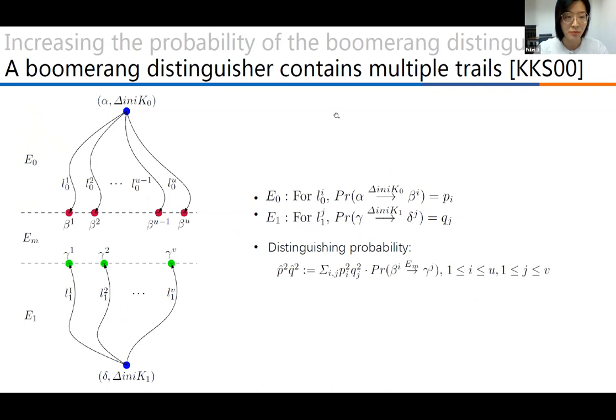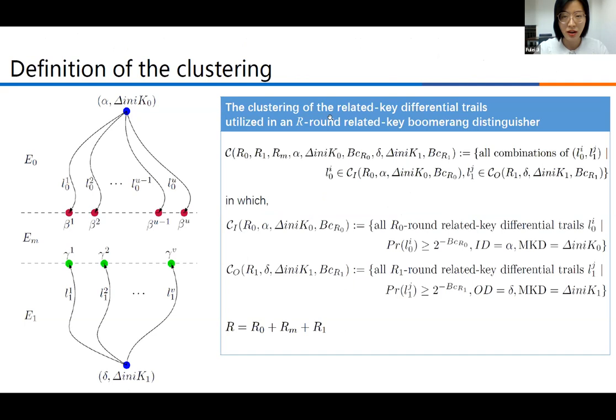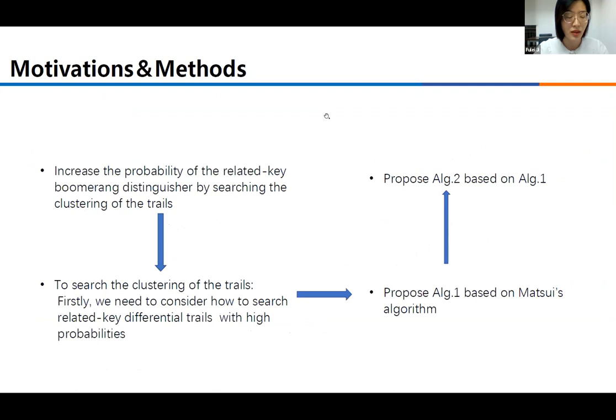Suppose that there are U trails over E0 and V trails over E1. Then each combination of L0i and L1g can possibly contribute to the distinguishing probability. We define the clustering of the related key differential trails utilized in an R-round related key boomerang distinguisher as all combinations of L0i and L1g. And due to the limitation of computing, we only care about trails with probabilities no lower than 2 to the minus BC0 over E0, and trails with probabilities no lower than 2 to the minus BC1 over E1. We hope to increase the probability of the related key boomerang distinguisher by searching the clustering of the trails.